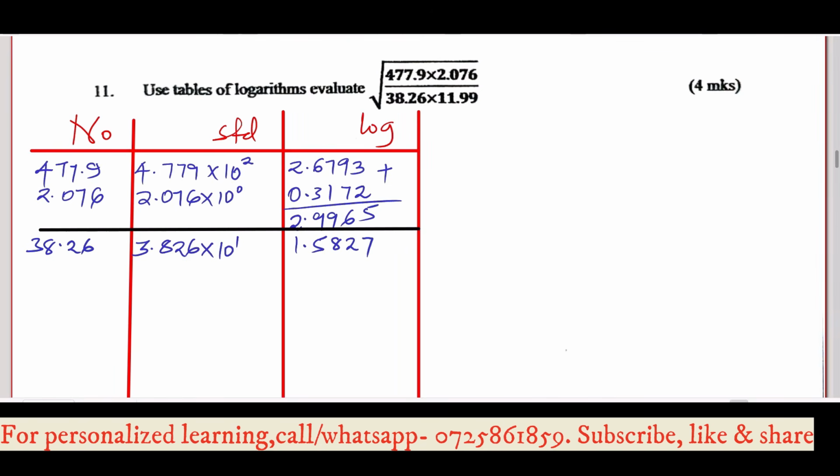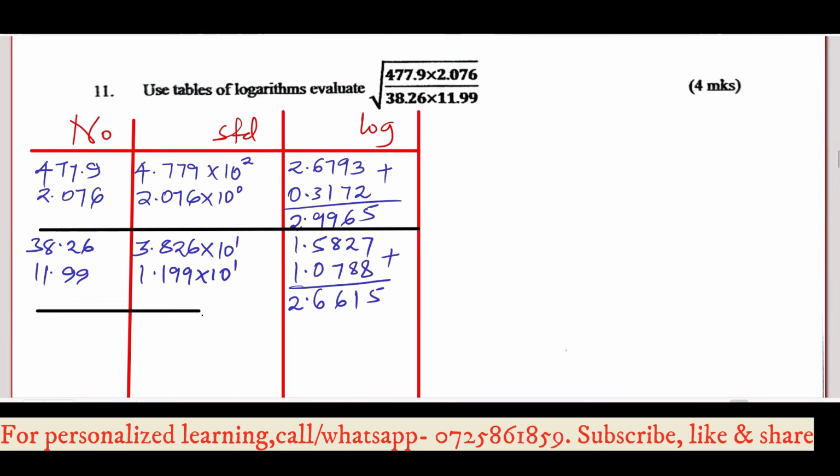0.5827, like that. Being multiplied by 11.99, which in standard form is 1.199 times 10 raised to the power 1. Logarithm of 10 raised to the power 1 is 1. Then logarithm of 1.199, that will be 0.0788, like that. Again, you're multiplying these two numbers, so you add their logarithms. That is the solution for the denominator.